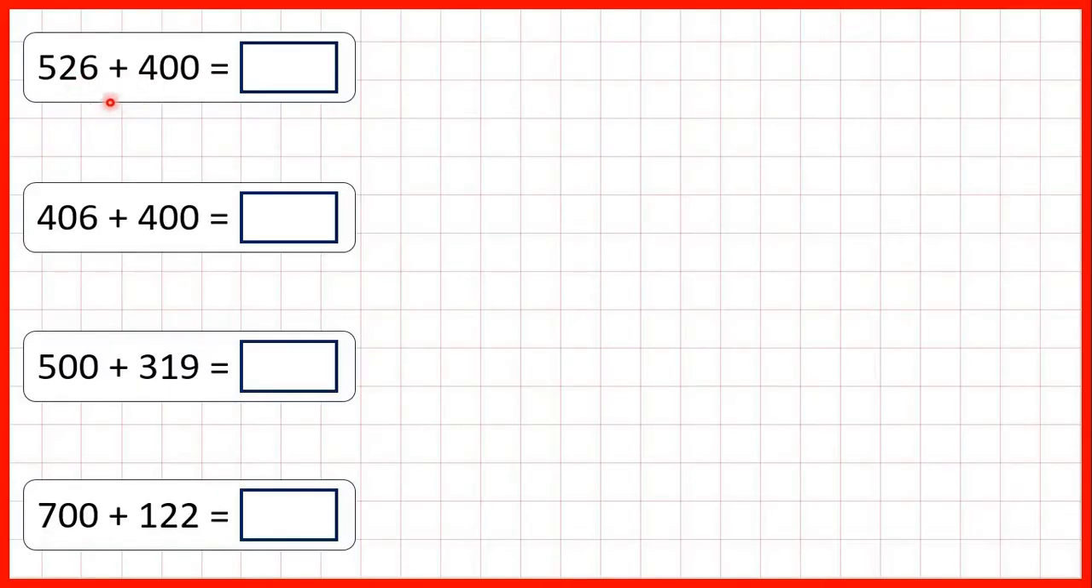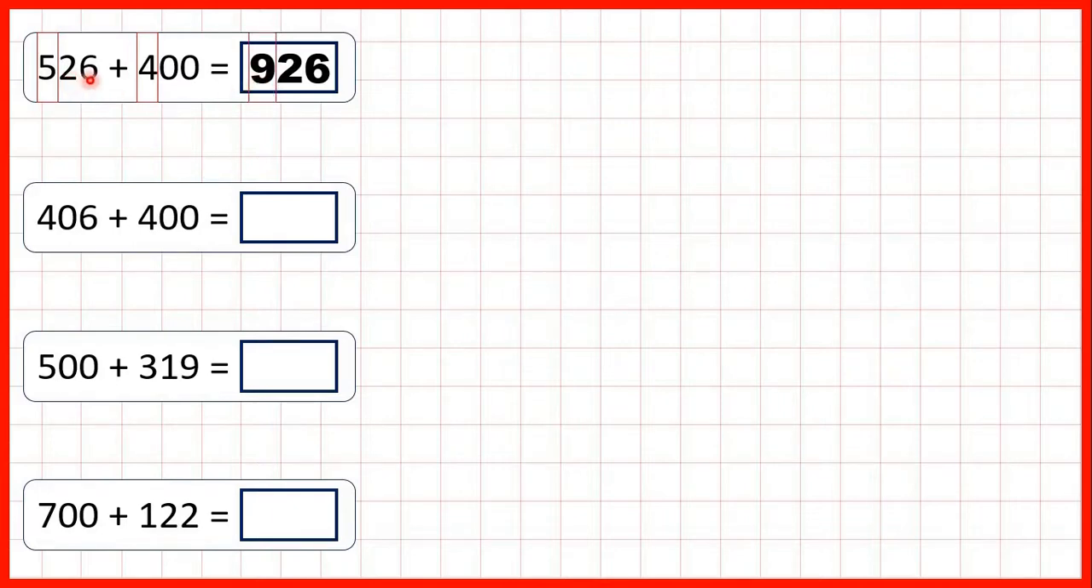Now for these questions, we're adding 3-digit numbers, but in each question, one of the numbers is a multiple of 100, so that's a number that ends in 2 zeros, or has zeros in the tens and ones place values. First, we have 526 plus 400. So here, because we're adding hundreds and not adding any tens or ones, we can highlight our hundreds digits, and we can see that we have 500s and we're adding 400s. So in our answer, we have 900s.